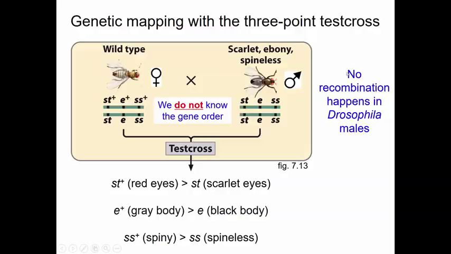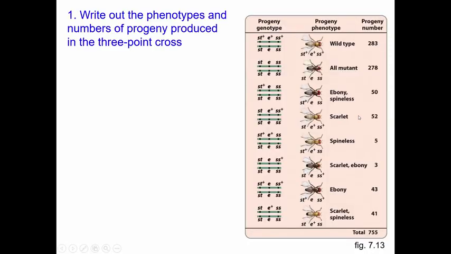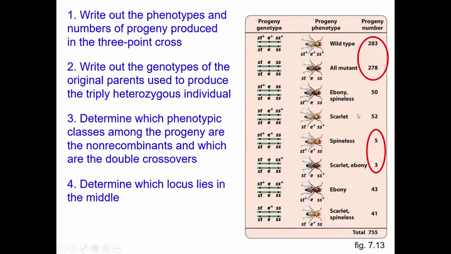Then there's going to be two intermediate classes. In that case, it's this one and this one. One of those is going to be a recombination event between the left and middle. The other one's going to be a recombination event between the middle and the right. Then there's the smallest one, the one that's circled with the 5 and the 3. That's going to be the rarest, and the reason we know that is because it's got the least.